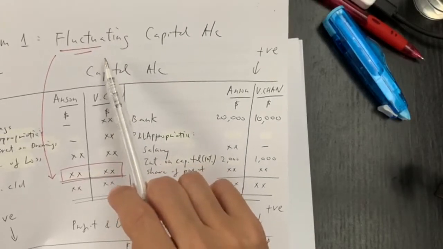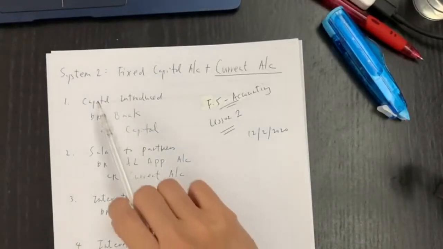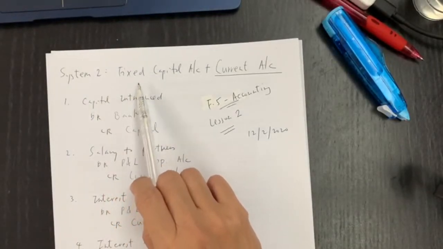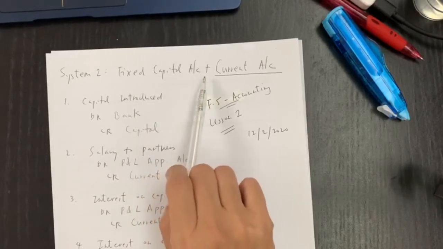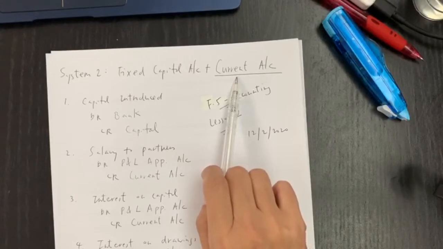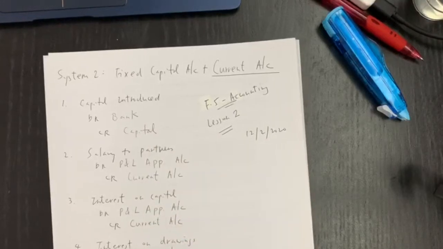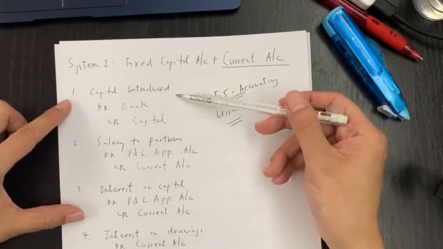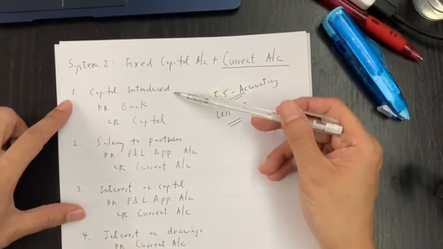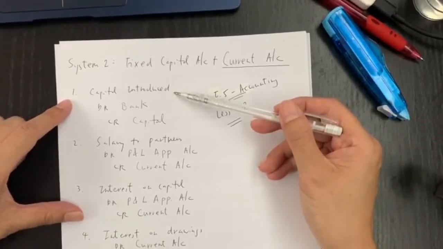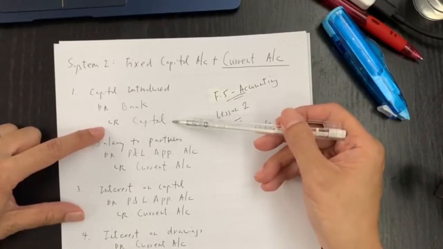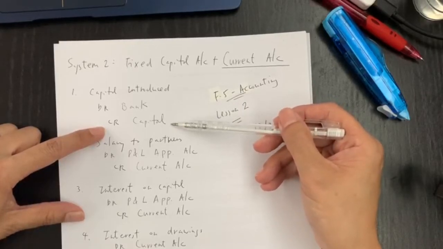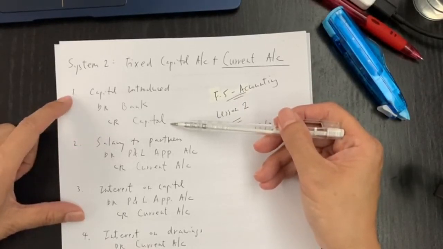Okay, what is opposite to fluctuating? That will be System 2, which is fixed. So if we want the amount to be fixed to the capital introduced, therefore we need another account, which is the current account. Okay, all right, let me show you the transactions and the double entries. So step number 1, same as before. To set up partnership, partners have to bring resources into the business. So therefore we have this double entry, debit bank and credit capital. So there is no difference between System 1 and System 2 for step number 1.